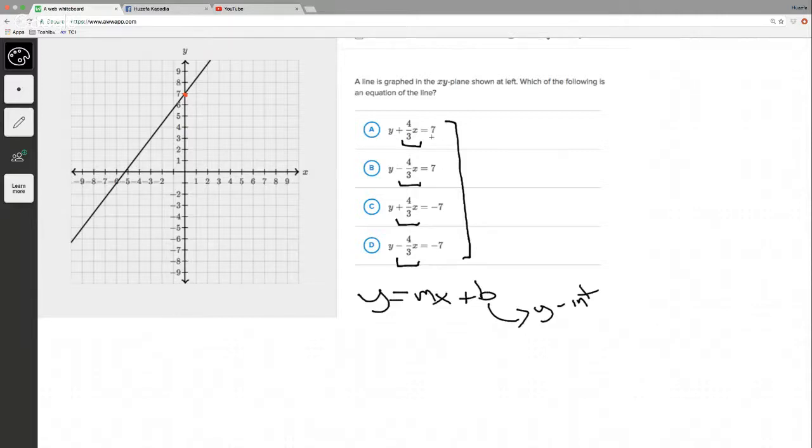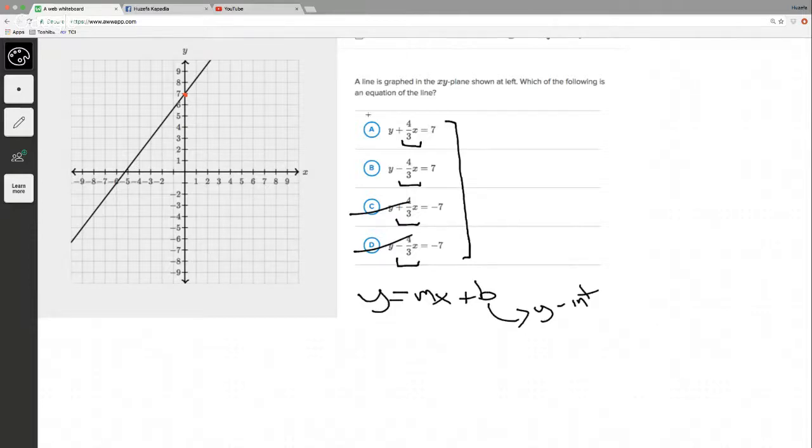So we already know that we can eliminate, once again, the negatives. This guy goes away. This guy goes away. Now the question is, is it 4/3? Is it this one, or is it A or B? Well, again, is this a positive or negative slope? From left to right, it's going up. So we know that this is a positive slope.